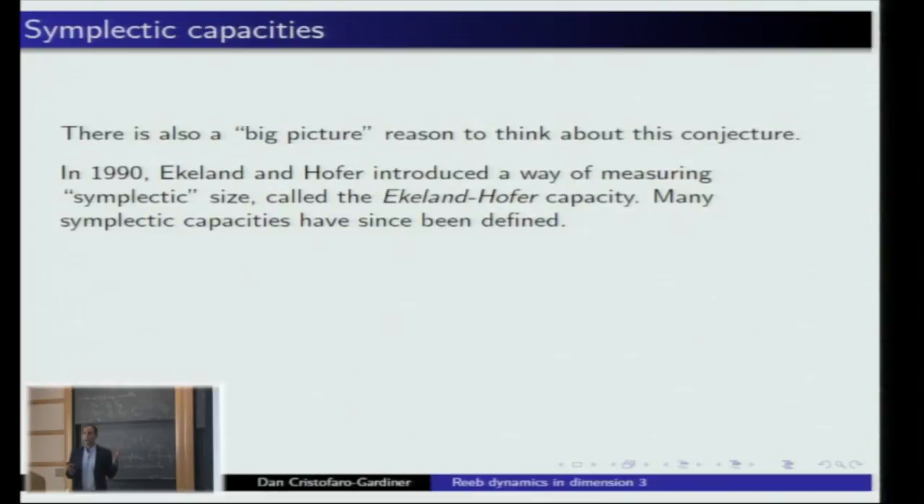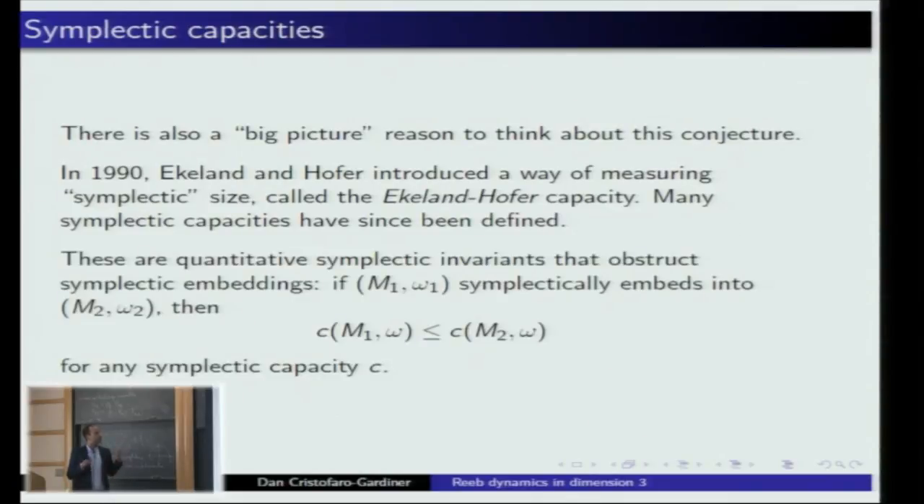So symplectic capacities are ways of measuring symplectic size. And the first examples were introduced by Ekeland and Hofer, although also Gromov in even earlier work. And many symplectic capacities have since been defined. Roughly speaking, the point of these things is that they obstruct symplectic embeddings. They're quantitative invariants. If I have one symplectic manifold that embeds into another, then for any capacity c, the capacity of the first is less than or equal to the capacity of the second.